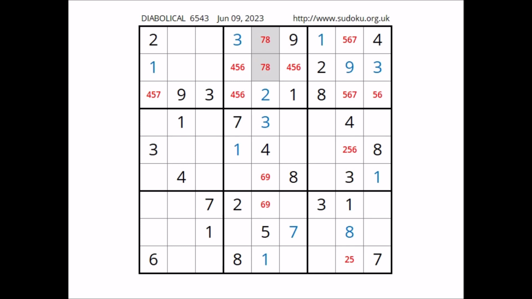Okay, what is? Let's see, take a look. Number 3 in this sector, 3 cannot be here, 3 in this column, 3 cannot be here, 3 in the row, number 3 in this place. Okay.